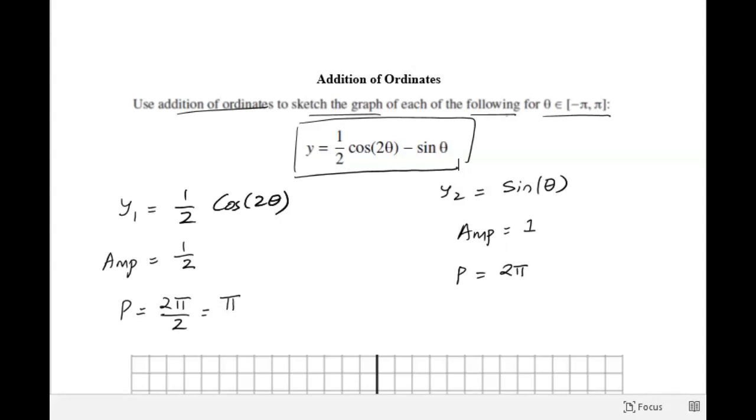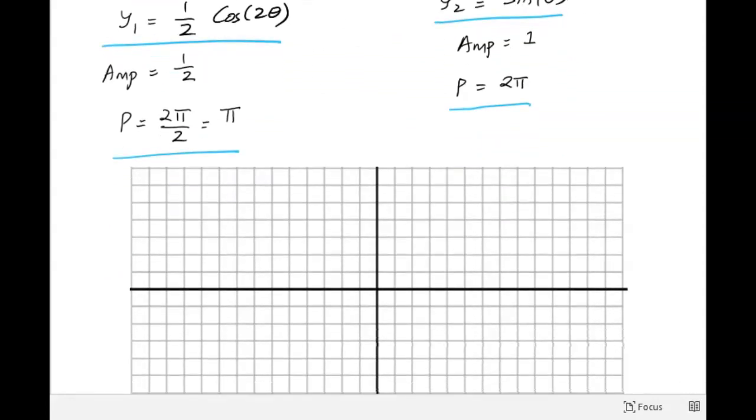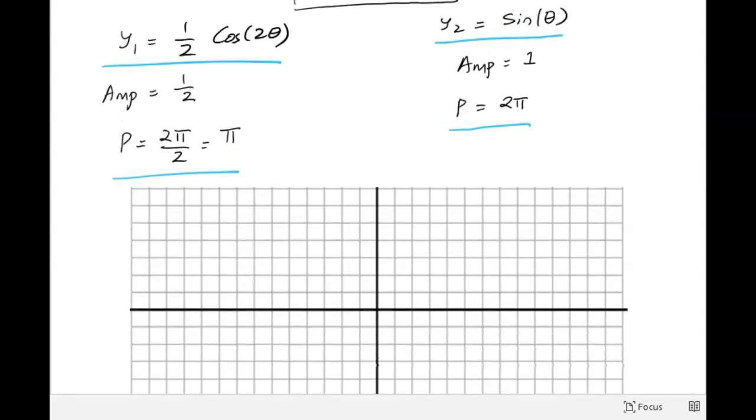So we just have a few challenges here. Obviously, y1 equals half cos 2 theta has a period of pi, and y2 equals sine theta has a period of 2 pi, so these functions have different periods. Let's quickly sketch these functions individually on our graphing paper. We're trying to sketch it between minus pi and pi.